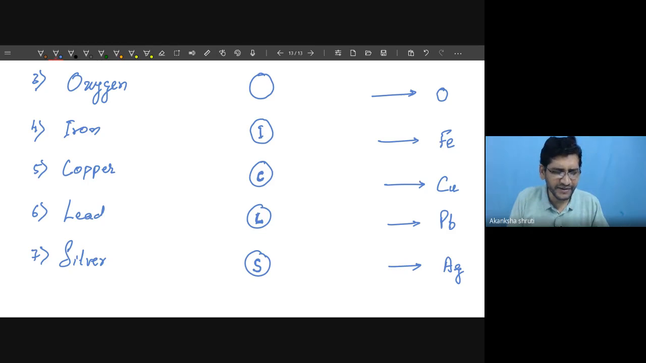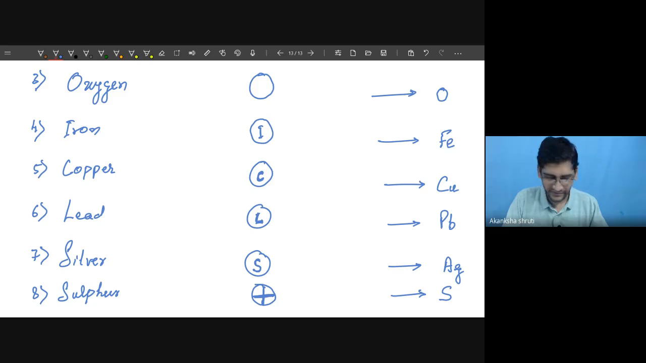In similar fashion he had given different symbols, say for gold also, for phosphorus also. The eighth, let us write some difficult symbols given by Dalton. Say for sulfur. See here he cannot use the S, because S was used for silver. So he had given this circle, and inside this circle one shall write this plus symbol. It is representing this. But nowadays sulfur is denoted by S.